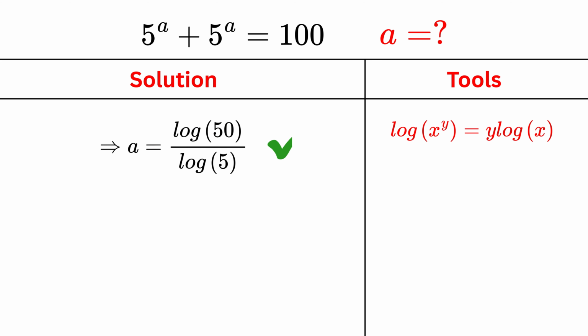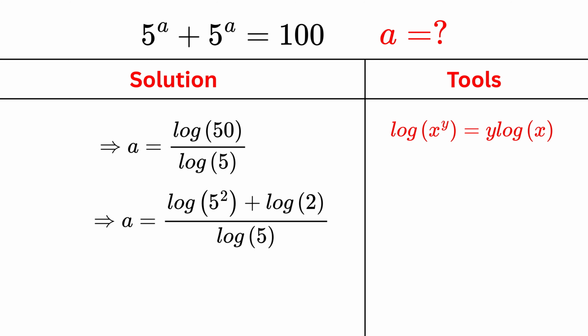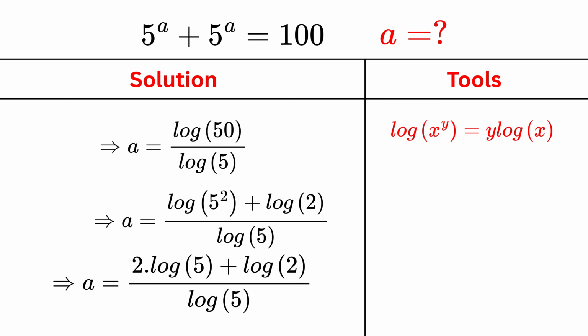This is already a valid answer. But let's simplify it further. Notice that 50 can be written as 5 squared times 2. So log of 50 becomes log of 5 squared plus log of 2, which is the same as 2 times log of 5 plus log of 2.